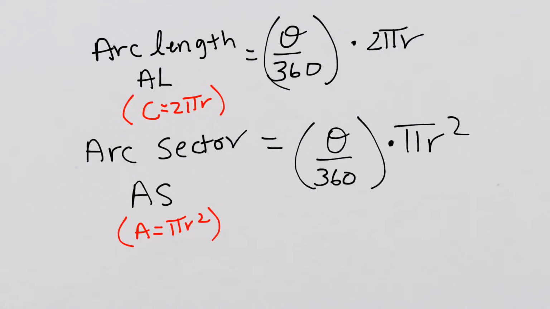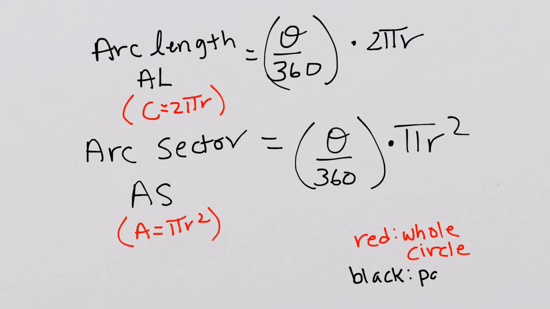In red, we're talking about the whole circle. And in black, we're talking about part of the circle.